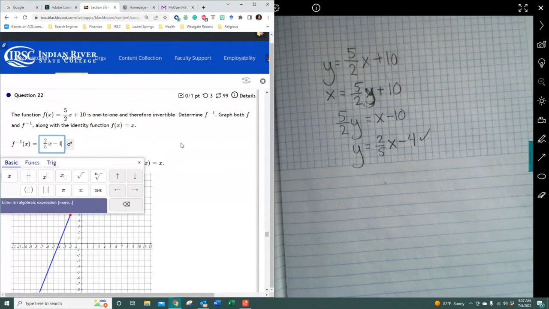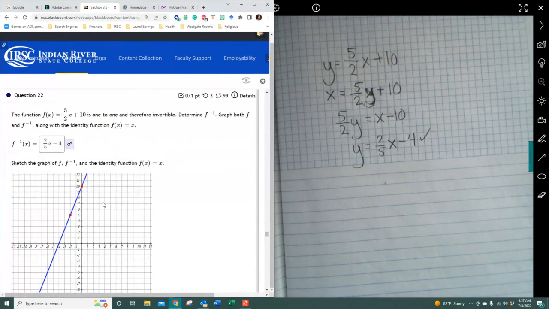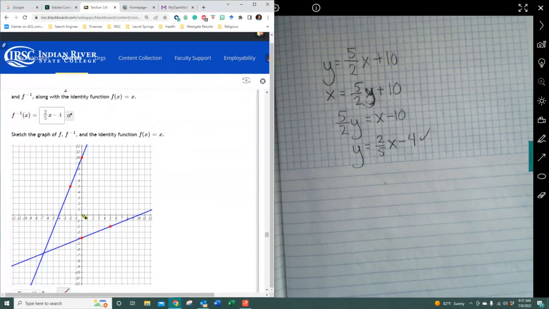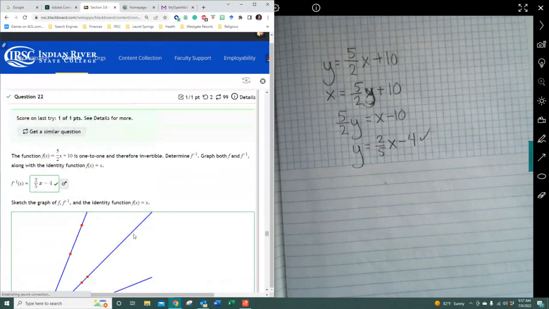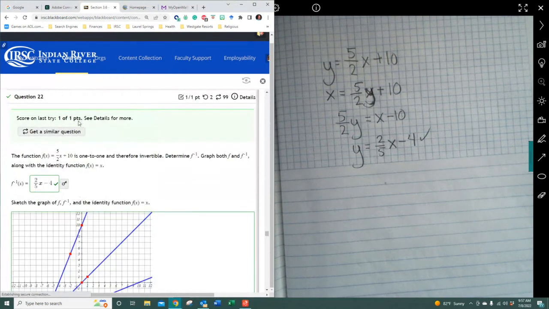Then I'm going to graph that one out. So down 4, and then up 2 over 5. And I have to make sure I graph the inverse function. There we go. It really helps us identify that we look symmetrical. Perhaps that's why they make us do it. Finally, I'm starting to get them all right now.